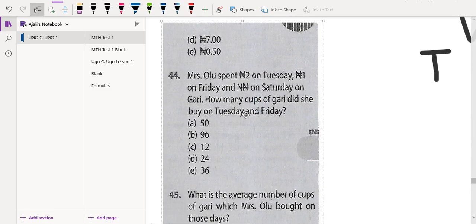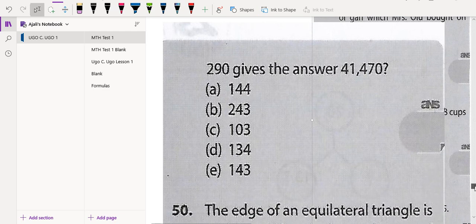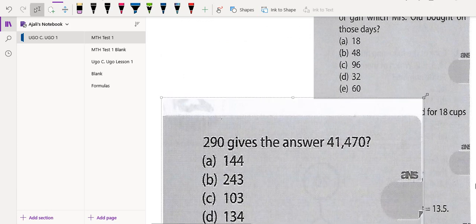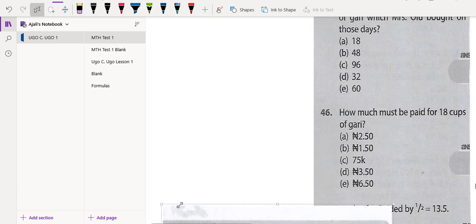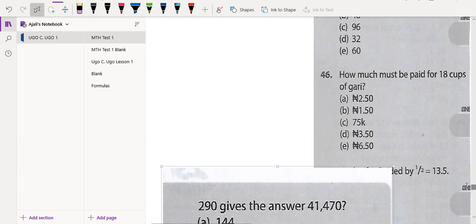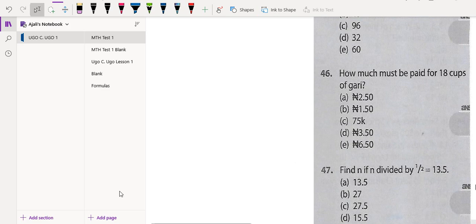40, 41, 42, 43. Four questions, and not 3. Okay, I'll look for it. Let's go solve what we have. I'll look for it.